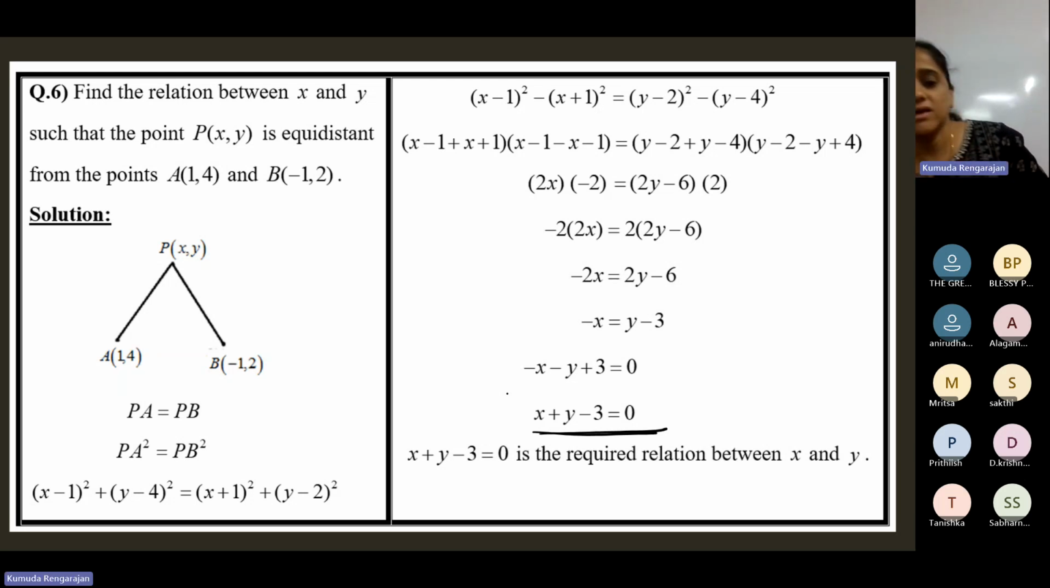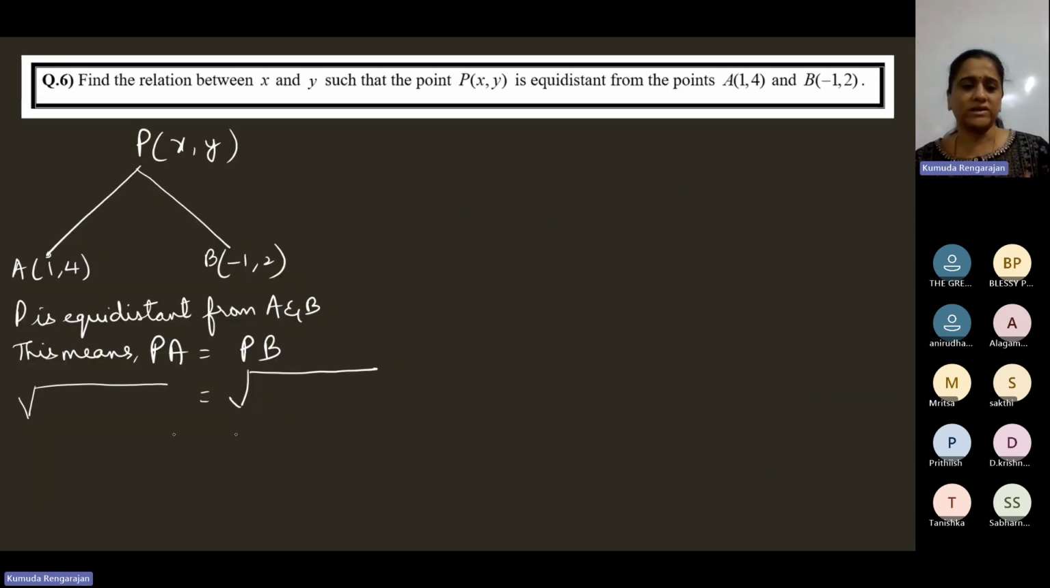Okay, so children, actually, that's why I didn't show you the slide. Don't get confused. I have just transposed what I have done. Just forget this working. Let me just continue working here. We'll just understand PA square is equal to PB square and we'll continue.